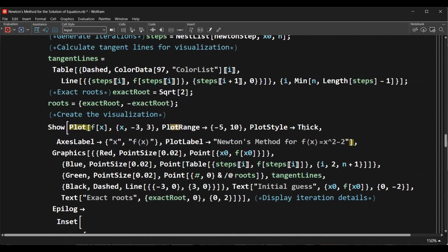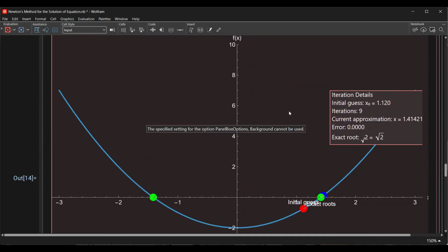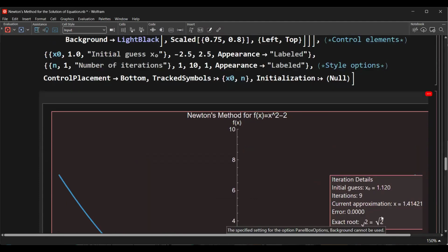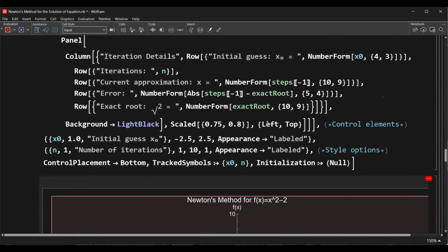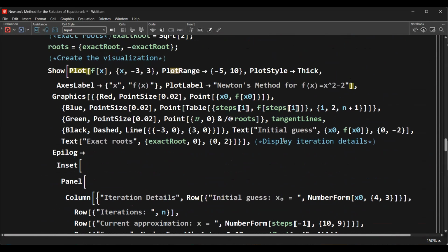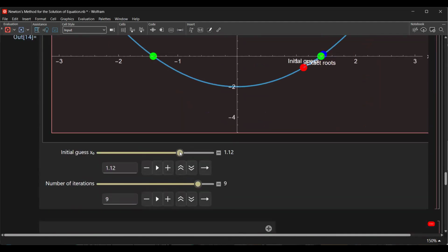Then plot style here is thick, then axes label x, f of x. So we have x here, and f of x here. Then we have the x-axis, x-axis here is equal to x. Then plot label Newton's method for f of x. So we have here Newton's method for f of x equal to x squared minus 2. And for the graphics, we have the red. So we have the red here. So we have to move the red point here.